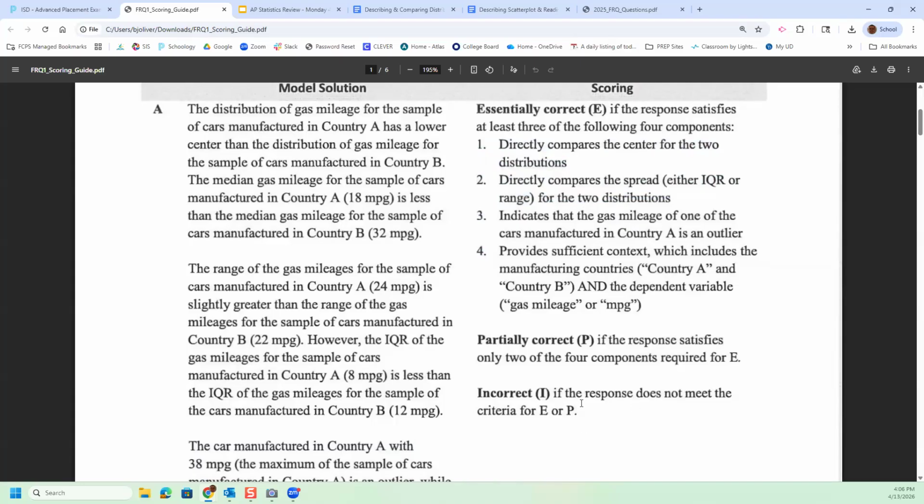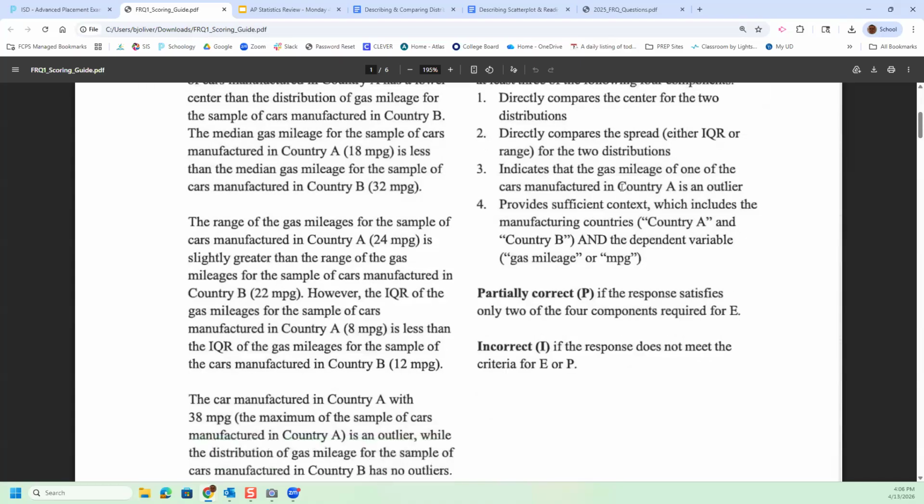Incorrect is it doesn't meet the criteria of ERP. This means you give me one or nothing. So this is how I grade it. I look and see, did you give me a comparison of means or of centers? Did you give me a comparison of spreads? Did you give me an outlier? And did you give me context? And as long as I saw three of those four things, I was going to give you the full credit.